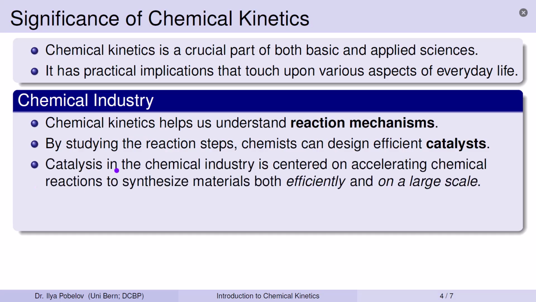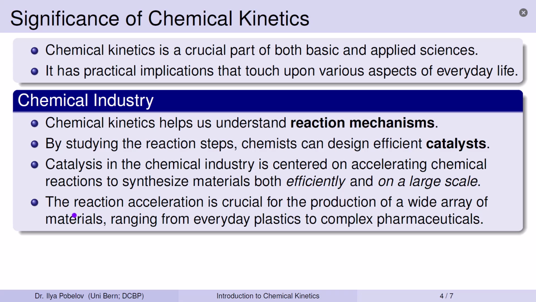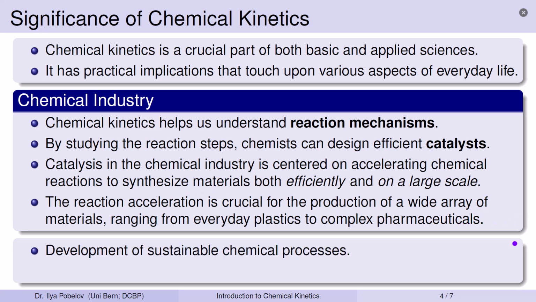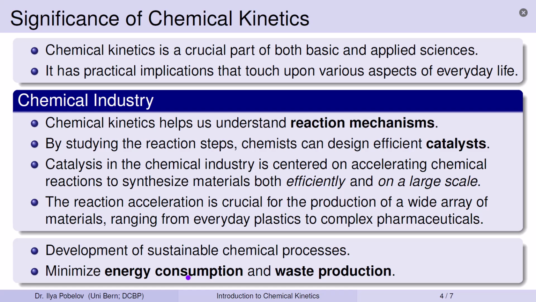Catalysis in the chemical industry is centered on accelerating chemical reactions to synthesize materials both efficiently and on a large scale. This acceleration is crucial for the production of a wide array of materials, ranging from everyday plastics to complex pharmaceuticals. Chemical kinetics is particularly important in the development of sustainable chemical processes that minimize energy consumption and waste production, aligning with the global shift towards environmentally conscious manufacturing practices.